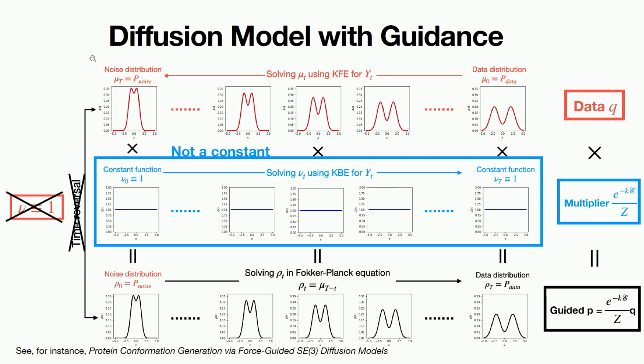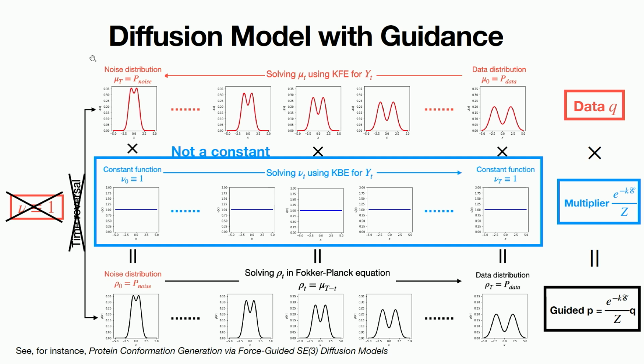And for the diffusion model with guidance, for instance, in this paper of Chen Gu, they also try to modify the data distribution a little bit, so that in this diffusion model with guidance, we don't want nu to be constantly equal to 1. Because this is your data distribution, and this is the distribution that you want to sample from. Sometimes the data distribution is different from the distribution that you want to sample from. You want to tilt the data distribution a little bit using an energy function. This is why people want to design diffusion models with guidance.